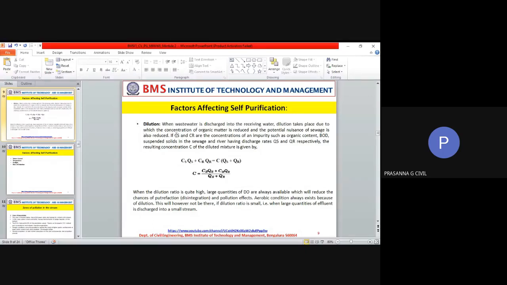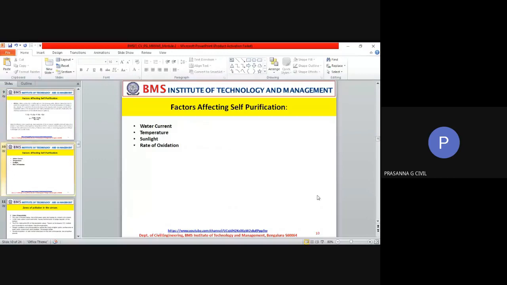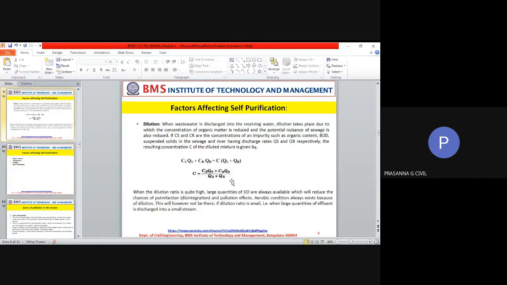And in dilution, you should remember how you can calculate the concentration of BOD that is going to be present after the two liquids have mixed. Each liquid has its own discharge, its own concentration of BOD. When the two mix, the combined flow will have a certain concentration, and that is what is depicted by this particular equation here. Okay. So the first factor is dilution, and I had that equation. Now the remaining factors. I have put a little more here.